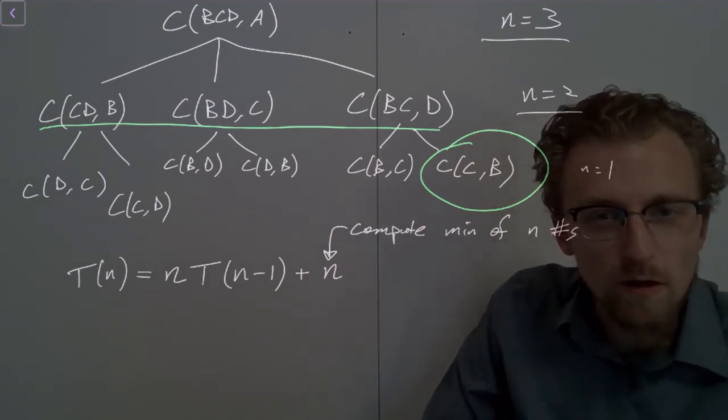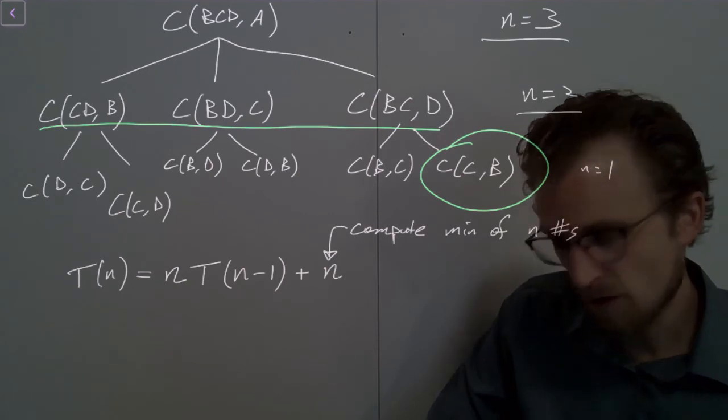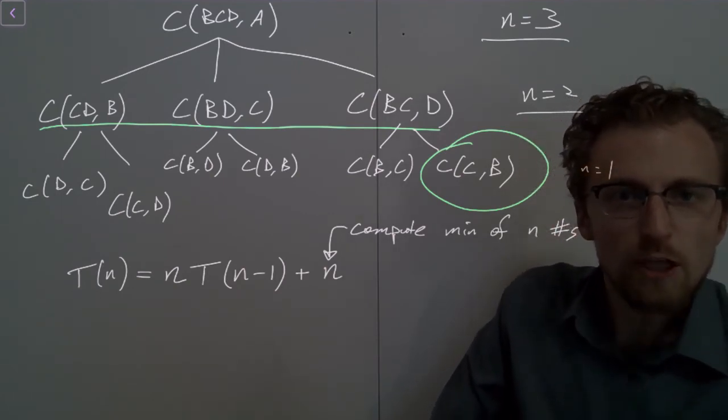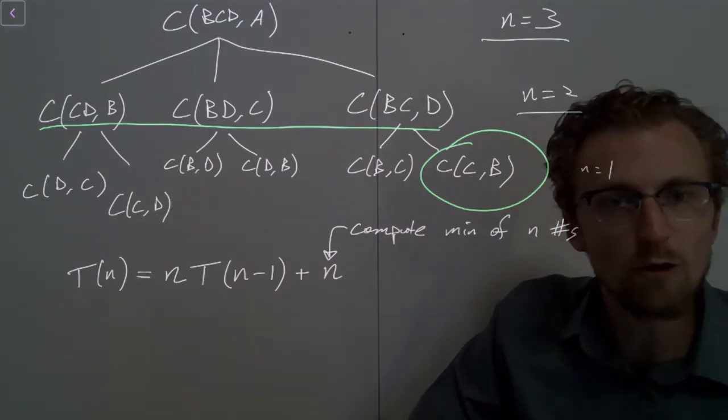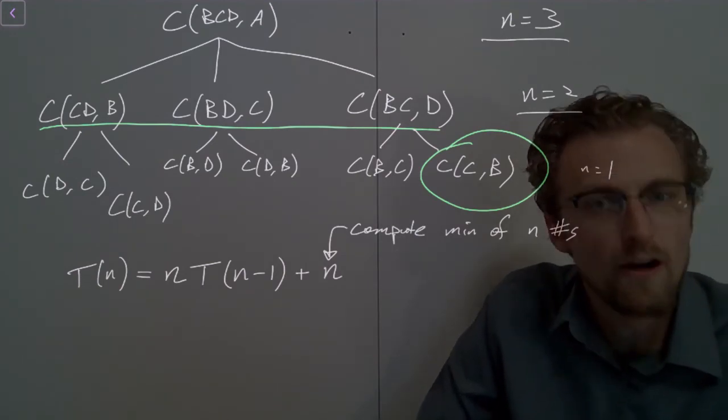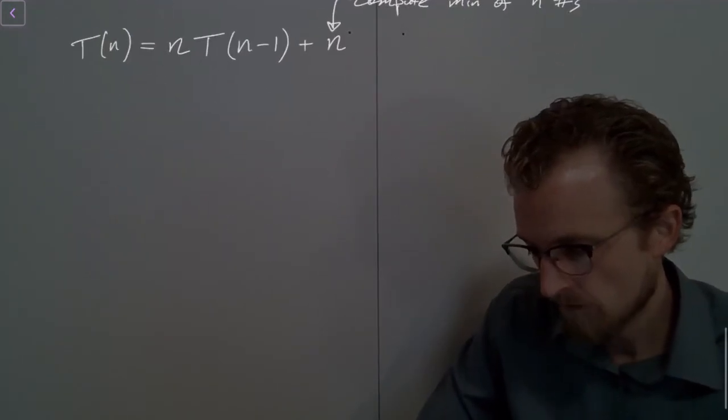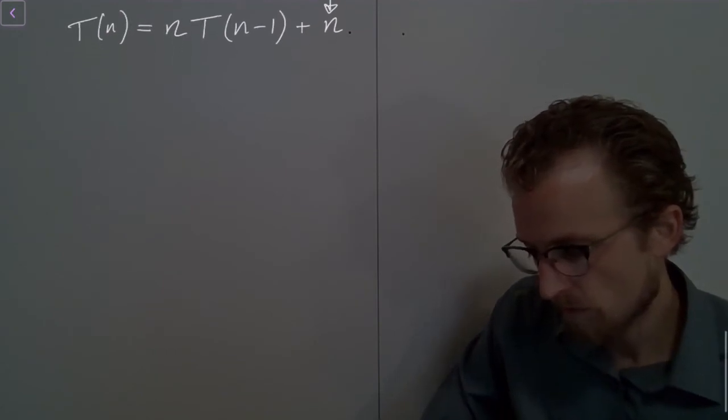We should be savvy enough to be able to solve this thing. So let's think through what the solution of this thing is going to look like, or at least let's think through what a lower bound on the solution of this thing is going to look like. So there's our recurrence relation. What are we going to work with?